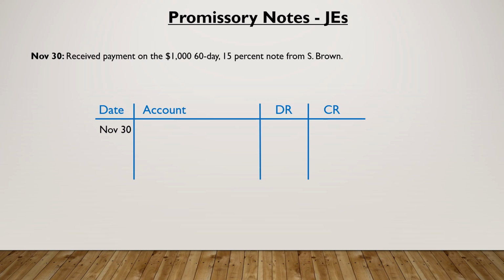On November 30th, we received S. Brown's payment, just like the other collection. Debit cash, credit notes receivable, and credit interest revenue. Remove the $1,000 note with the credit. Record the interest earned of $25. Total cash collected will be $1,025.